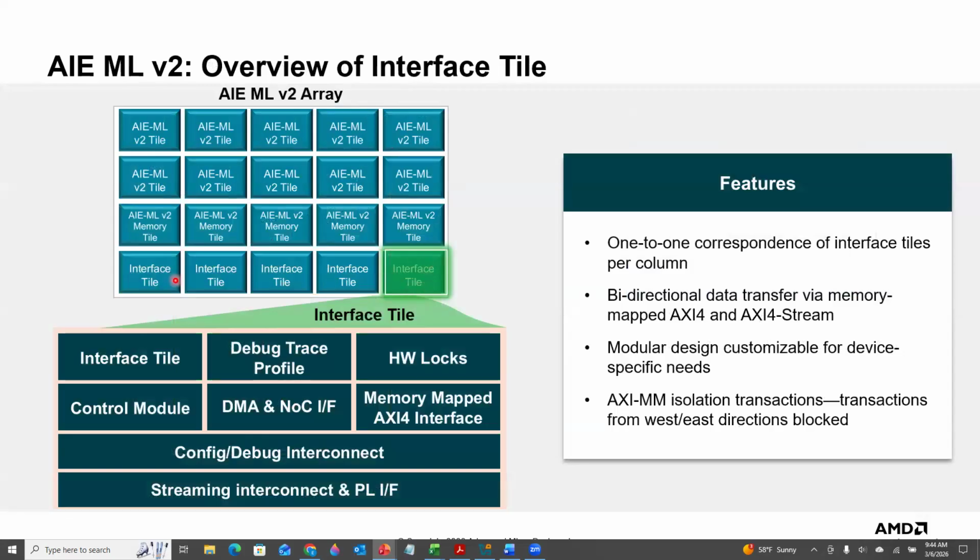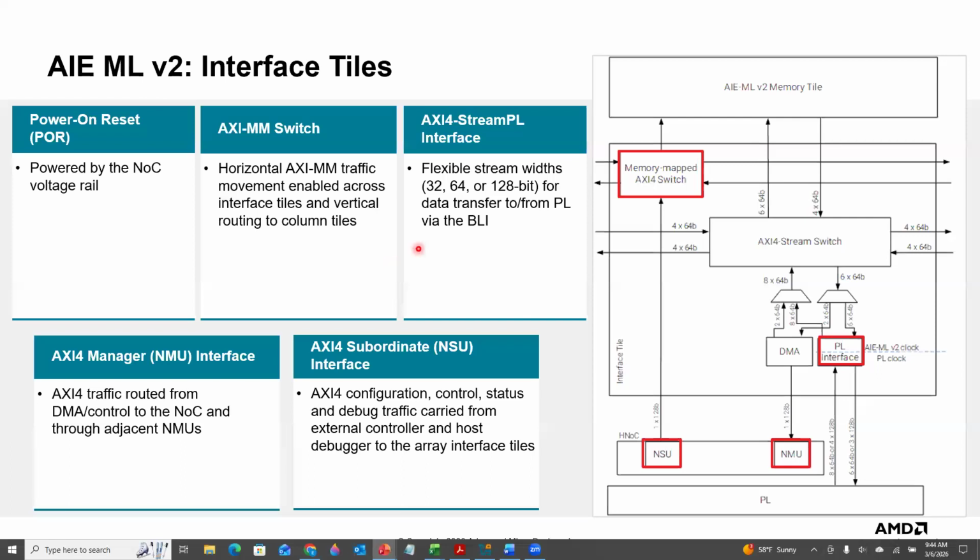So looking at the interface tile, this is how we're moving data into and out of the array. This is where we connect to the programmable logic or we connect to memory interfaces. So lots of different scenarios here. This is what the tile actually looks like. If you look at the picture, this is the AI Engine V2 memory tile. This is the interface, and this is the programmable logic beneath that.